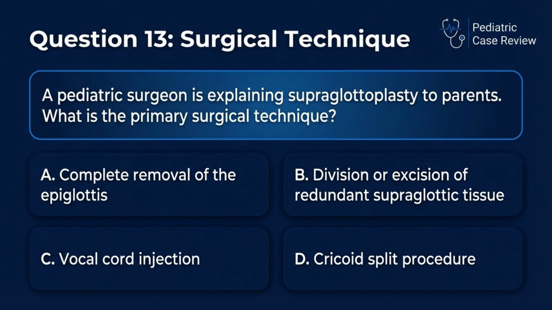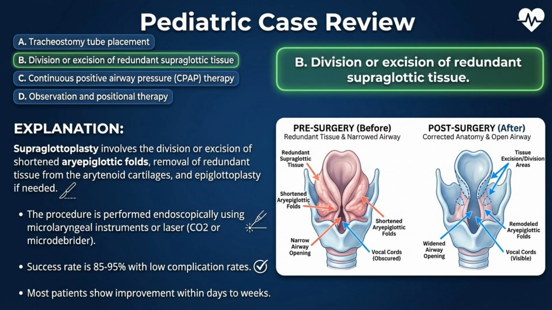A pediatric surgeon is explaining the planned supraglottoplasty procedure to the anxious parents of a severely affected infant. What is the primary surgical technique utilized in this operation? Option 1, complete removal of the epiglottis. Option 2, division or excision of redundant supraglottic tissue. Option 3, vocal cord injection. Option 4, cricoid split procedure. The correct answer is option 2, division or excision of redundant supraglottic tissue.